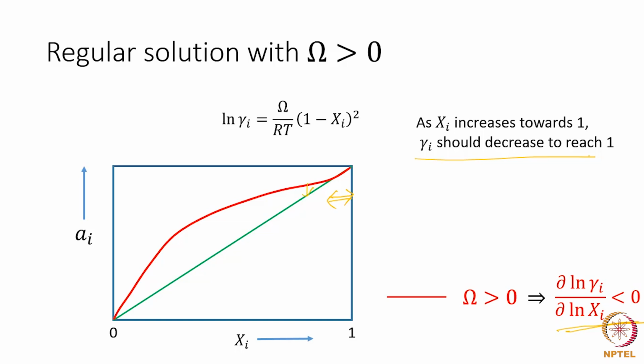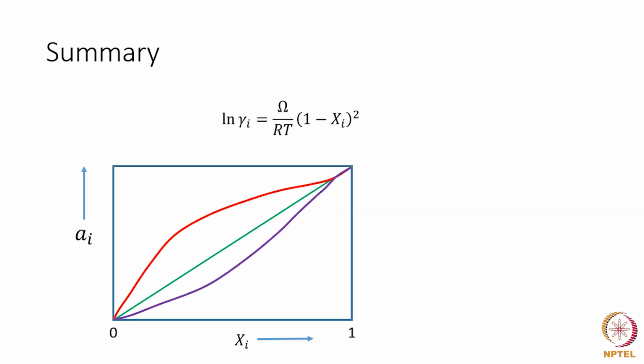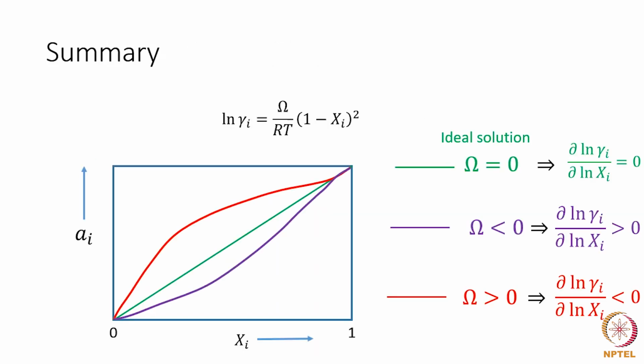It should reach 1, so it has to come down, and that's why it actually has to be negative. ∂ln γ by ∂ln xi is negative. The reason is that gamma i actually has to come down in magnitude from a higher value than 1 towards 1, so that when xi is tending towards 1, you are reaching the standard state, giving an activity value of 1 here.